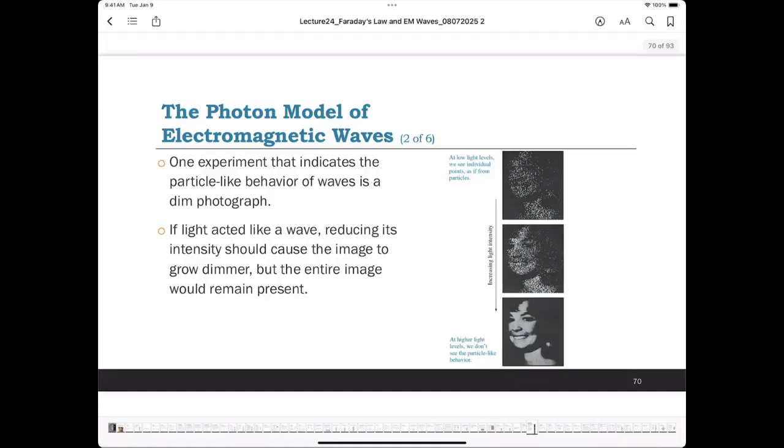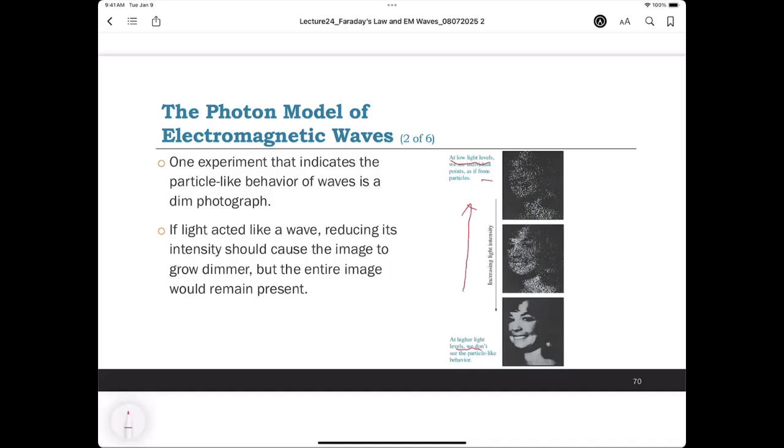If light acted like a wave, reducing its intensity should cause the image to grow dimmer, but the entire image would remain present. You can see at a low light level, we see individual points as if from particles, and at higher light levels we don't see the particle-like behavior. If you decrease the light intensity, you will find the light has a particle-like behavior. Does it make sense to you?